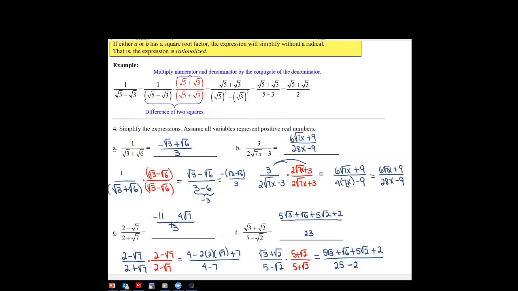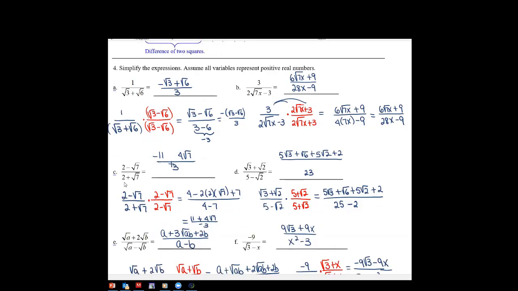So how do I eliminate the radical altogether? And again, the top, I don't care. I just go ahead and distribute this 3, and whatever I get would be my numbers at the top. But make sure that you reduce this if it's reducible.